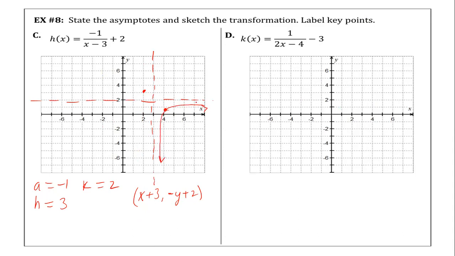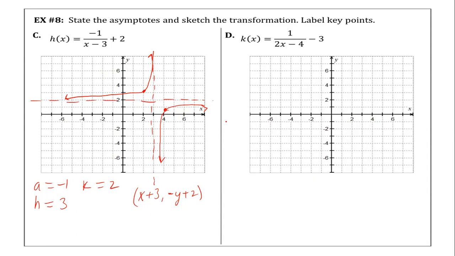So this is what your graph should have looked like. Pretend that I didn't touch the asymptote. You see that, okay? I just got really close to it. Yes, I just got really close.